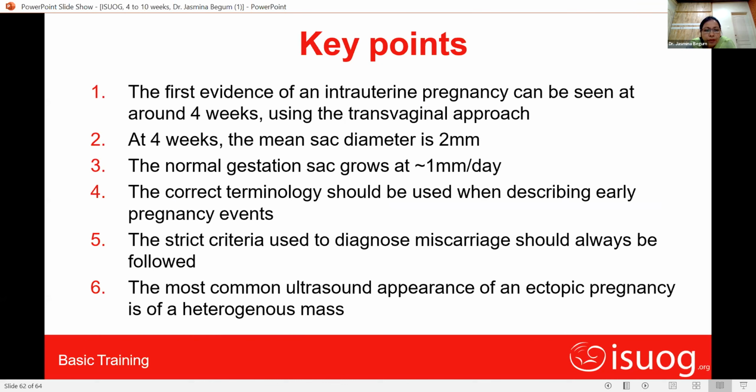We all have to follow the correct terminology to describe early pregnancy events. We have to follow strict criteria for the initial scan and time-based criteria in the follow-up scan to diagnose miscarriage. The most common ultrasound appearance of ectopic pregnancy is an empty uterine cavity with a heterogeneous mass, that is the blob sign. So thank you all.